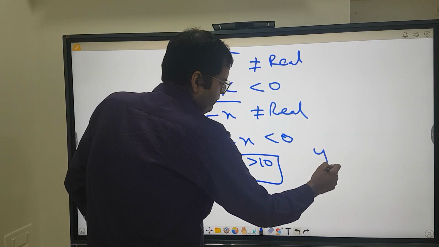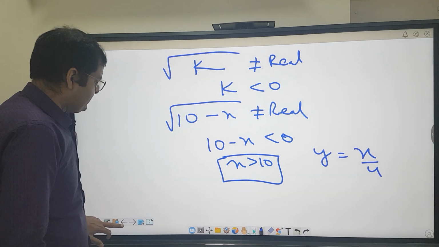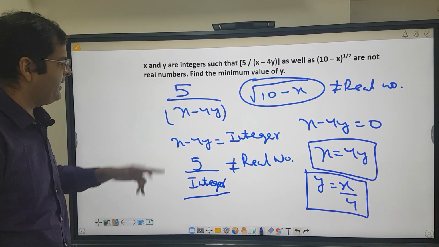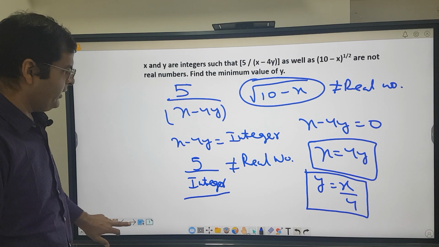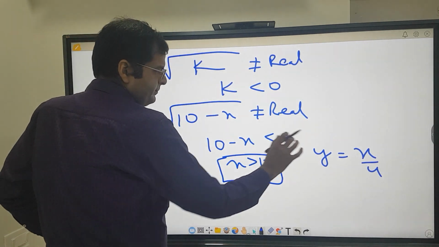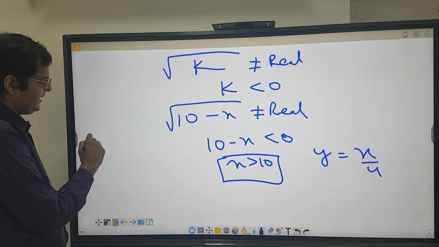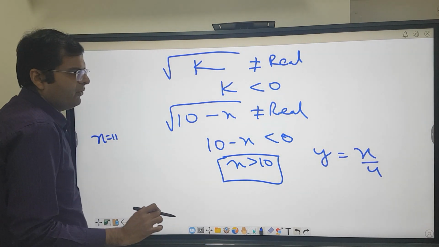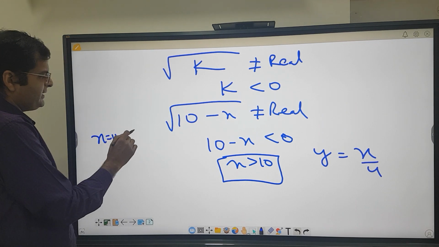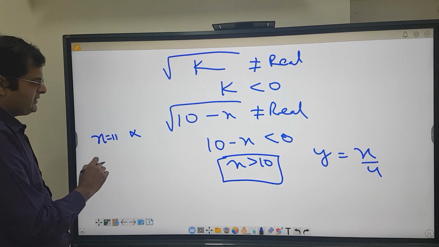Also we have found that y is equal to x upon 4. x and y are both integers. So if x is greater than 10 and x and y are both integers, what are the values x can take? Can x be 11? If x becomes 11, y will become 11 by 4. y is not an integer, so x cannot be 11. x has to be greater than 10 and an integer. So that is why we are checking like that.